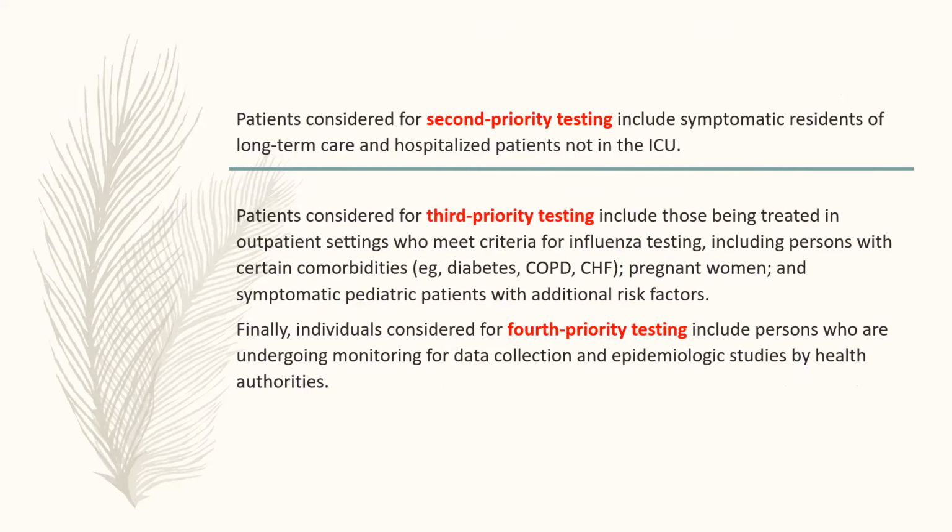The second priority includes symptomatic residents of long-term care and hospitalized patients not in the ICU. The third priority for testing includes those being treated in an outpatient setting who meet criteria for influenza testing, including persons with certain comorbidities like diabetes, COPD, and congestive heart failure. The fourth priority includes persons who are undergoing monitoring for data collection and epidemiological studies by health authorities.